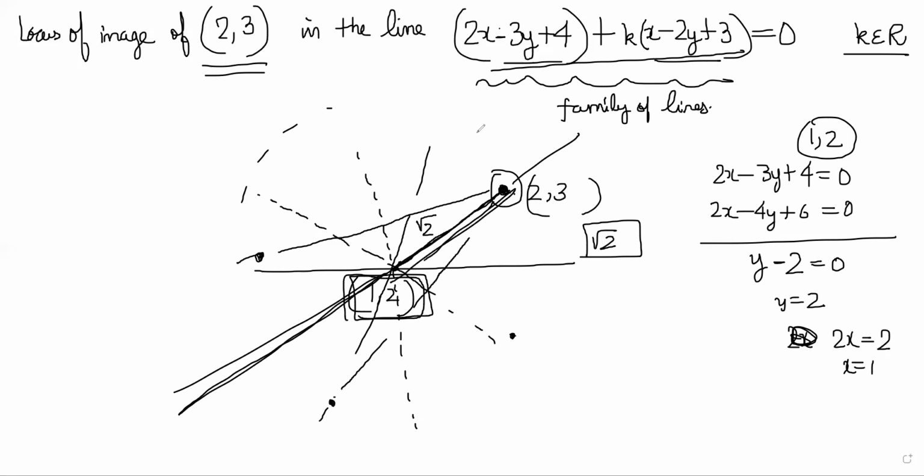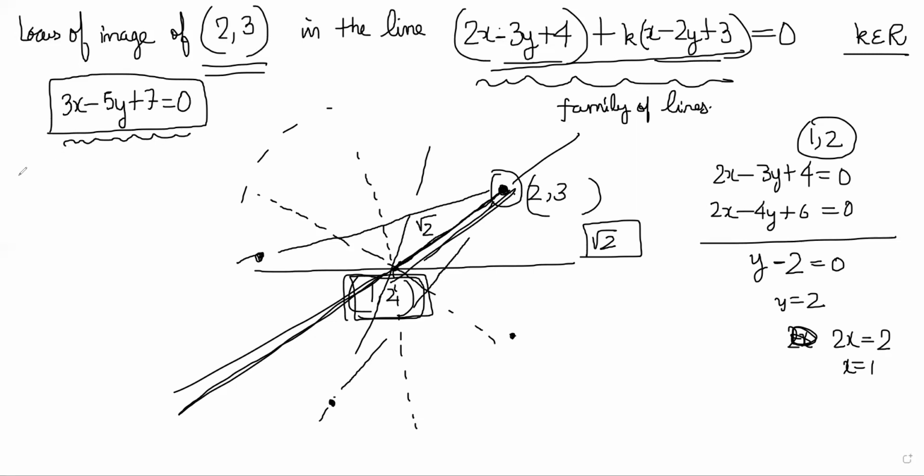So you can take an example and see. Let's take k is equal to 1. What is the line coming? 2x minus 3y plus 4 plus x minus 2y plus 3, so 3x minus 5y plus 7 is equal to 0, right? So what is the image of 2 comma 3 on this line? That is what I have to find, right?